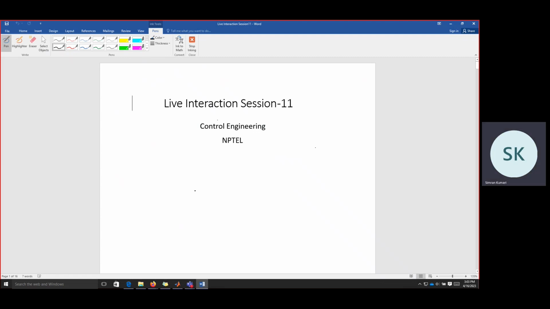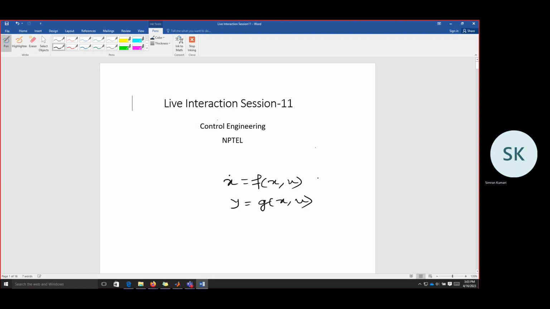So while we are trying to represent a system in state space, we say that the system can be represented mathematically as x dot equal to f of x and u, y equal to g of x and u. So this is the time invariant state space representation of a system. Now here x is the state vector, u is the input vector and y is the output vector.